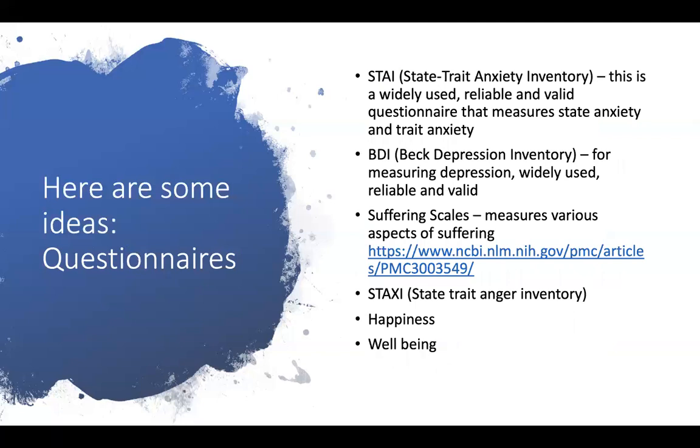So we just discussed physiological. These are questionnaires. This is where you're giving someone a questionnaire to kind of get inside their head and figure out what they are feeling or thinking. And so there's the STAI. This is a really popular, widely used, reliable, valid questionnaire. It measures state anxiety and trait anxiety.